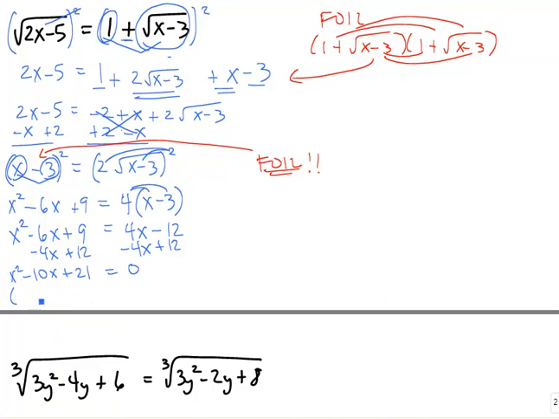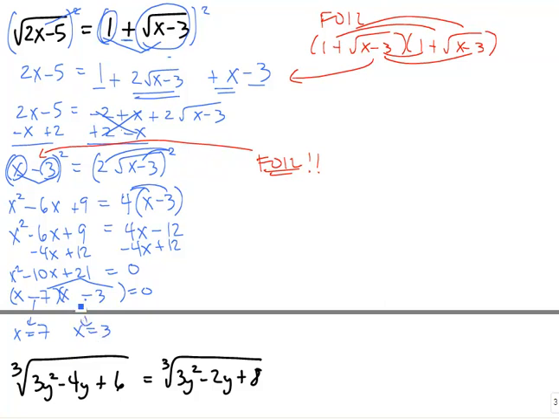Since it's got 3 terms, I'm going to use 2 sets of parentheses. I need x's in the front, and I need 2 numbers that multiply to 21 and add to negative 10. So minus 7 and minus 3. If we set each of these to 0, I'll get x equals positive 7 and x equals positive 3.